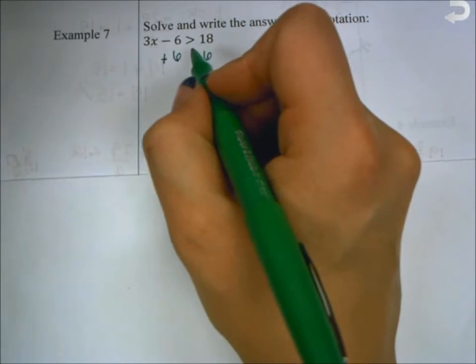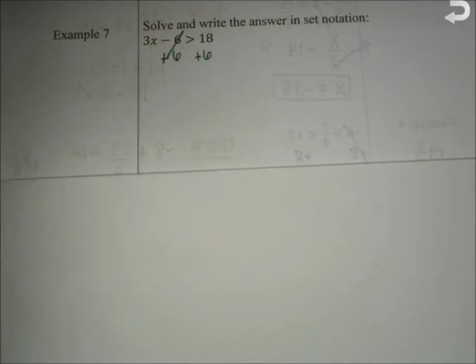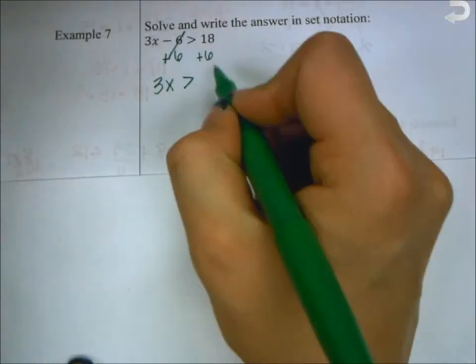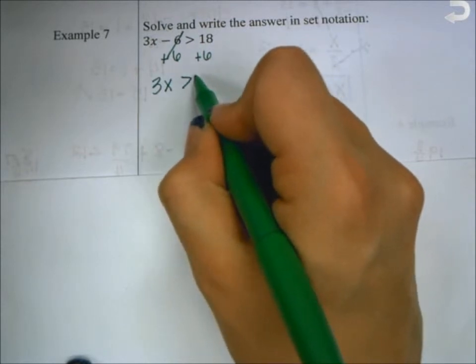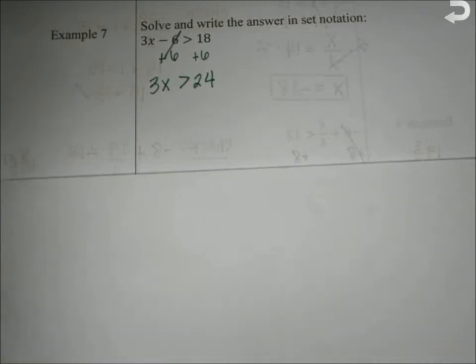3x greater than 18 plus 6, which is 24. And then I divide. So then I divide both sides by 3. So we get x greater than 8.